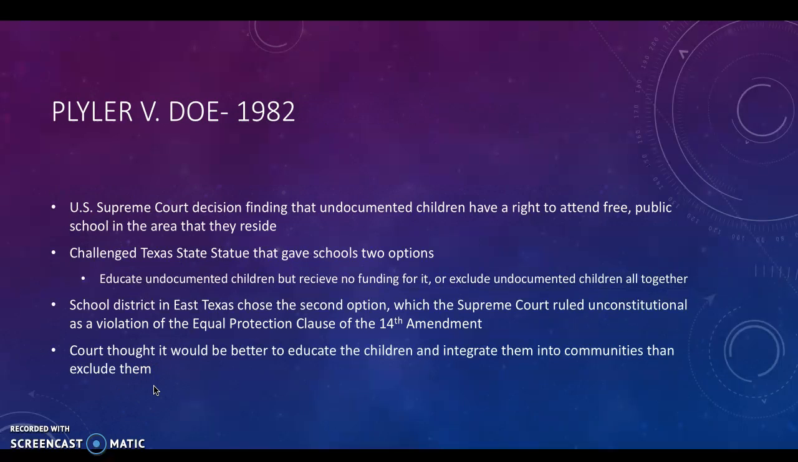Next is a very important court case, Plyler v. Doe in 1982. The United States Supreme Court issued a decision in this case brought before them. In this decision, they found that undocumented children have the right to attend free public school in the area that they reside. In Texas, the schools could educate the undocumented children but not receive money for educating the child, or they could just exclude them from the school setting altogether.